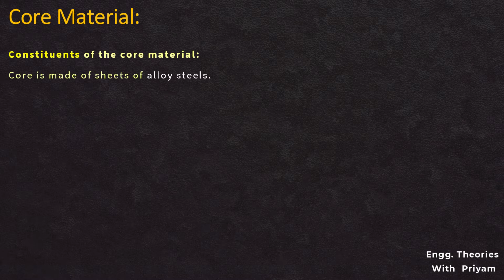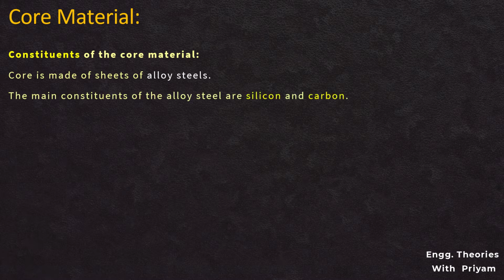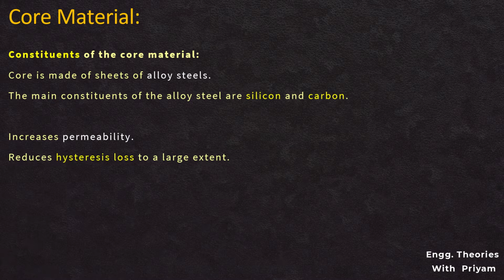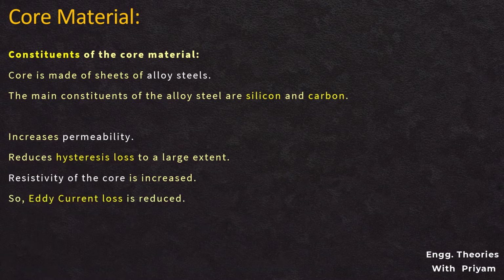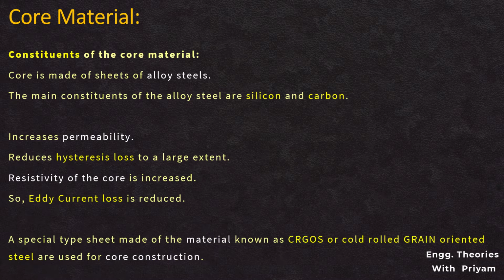The core is made of sheets of alloy steel. Main constituents of the alloy steel are silicon and carbon. Silicon and carbon increases the permeability at low flux densities and also reduces hysteresis loss to a large extent. And with the use of silicon, the resistivity of the core is increased, so eddy current loss is reduced. A special type of sheet made of material known as CRGOS or cold rolled grain oriented steel is used for the core construction. Because this material has excellent magnetic properties in the direction of rolling, the flux density is very high.